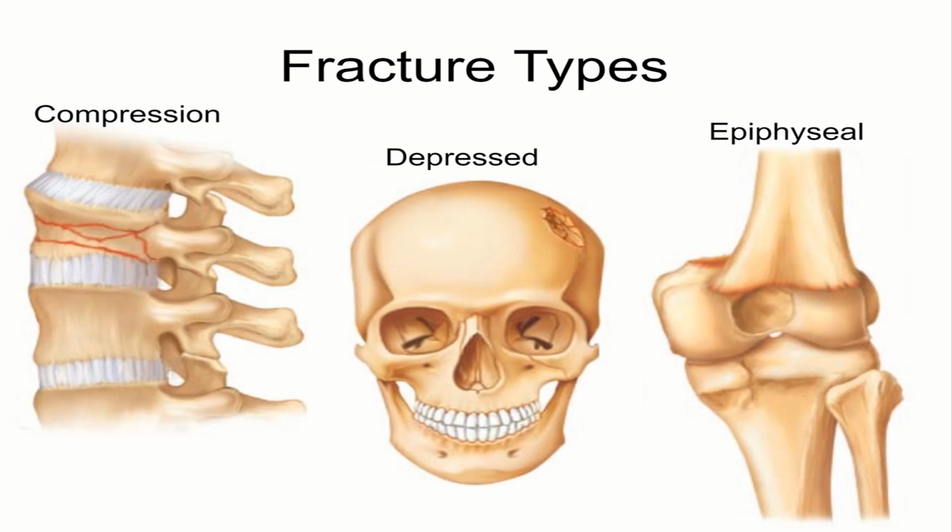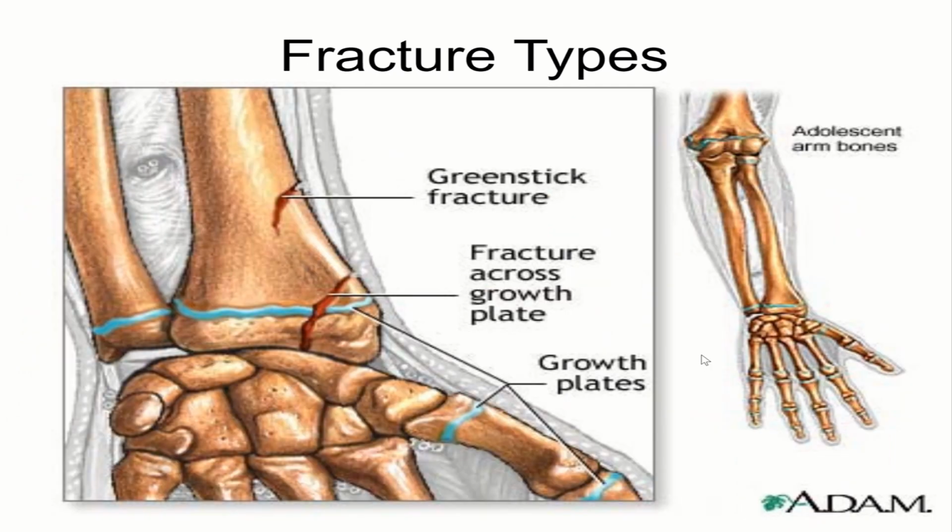And then finally, we have the epiphyseal. Epiphyseal is where the diaphysis and the epiphysis have come detached from each other, either incompletely or completely. And that's this here. You can see that join between the diaphysis and the epiphysis, and it is completely removed from that.